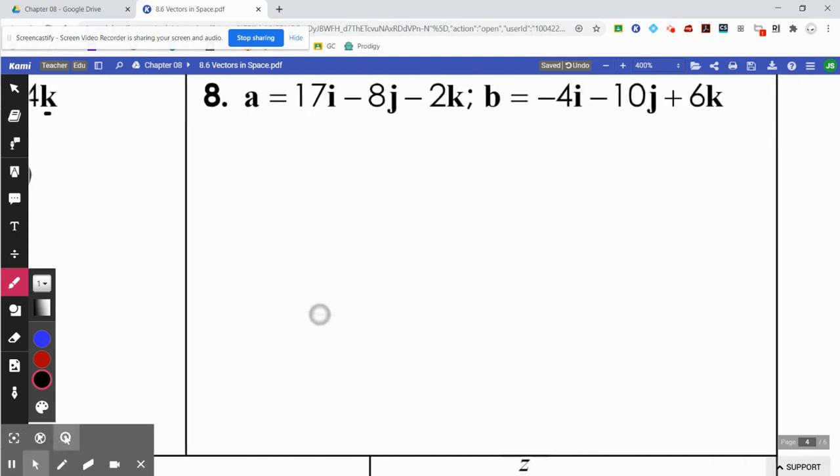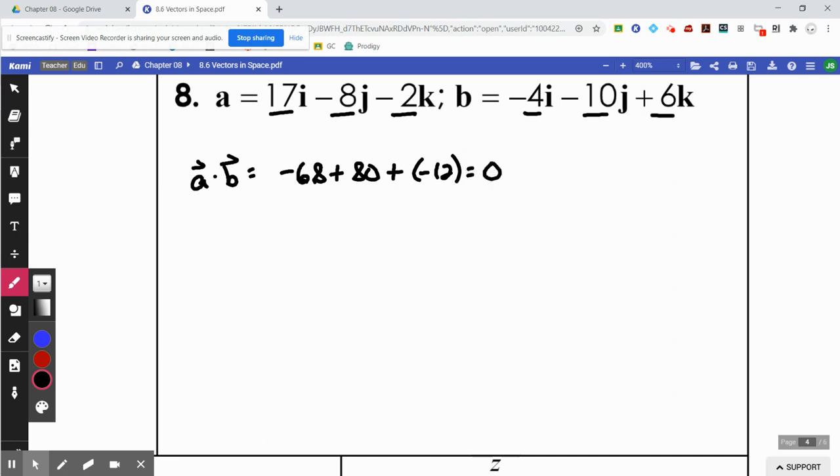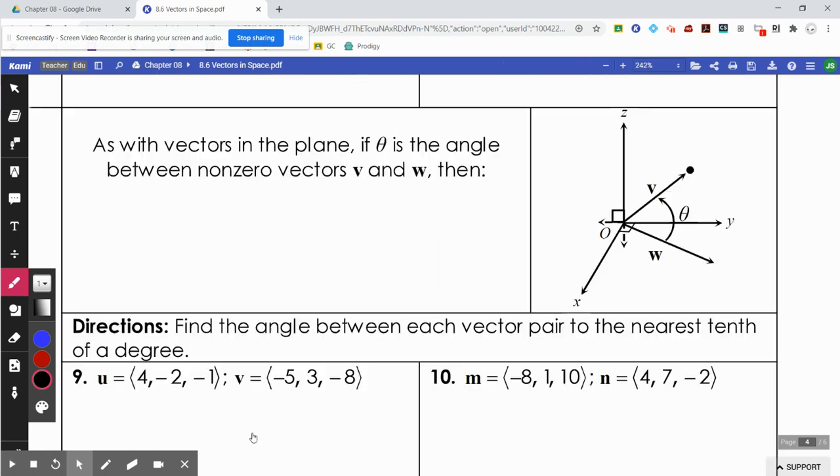And then finally, number 8, A dot B is equal to 17 times negative 4 is a negative 68, plus negative 8 times negative 10 is a positive 80, plus negative 2 times 6 is a negative 12. When you add those together, you get 0. So therefore, yes, these two vectors form a 90-degree angle.